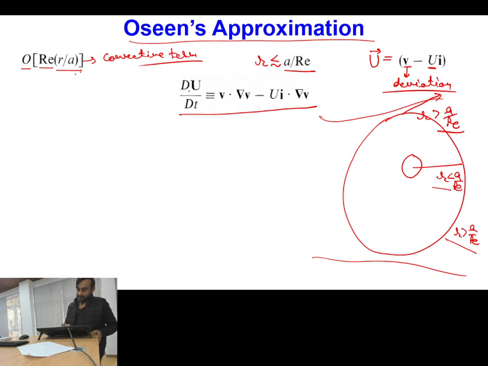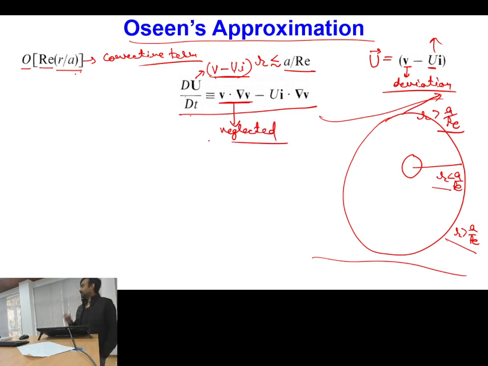Then he tried to calculate the derivative du by dt. This u I replace with v minus u i, where u i represents the component in the direction of the flow. If you take the derivative of this velocity field, since you are considering steady analysis, you do not consider the time derivative, only the spatial derivatives. So you find v vector dot divergence of v minus u i dot divergence of v. Then he considered that this first term is neglected.